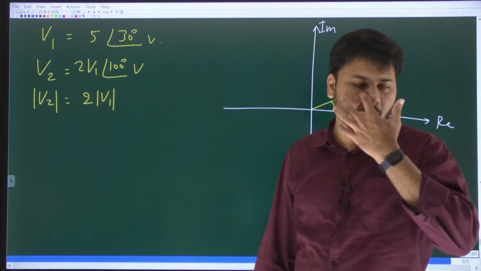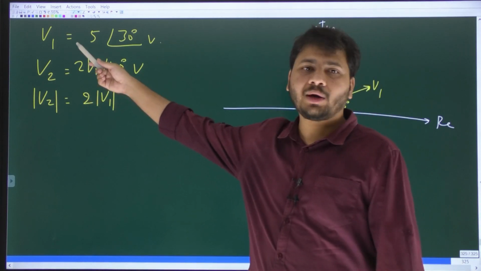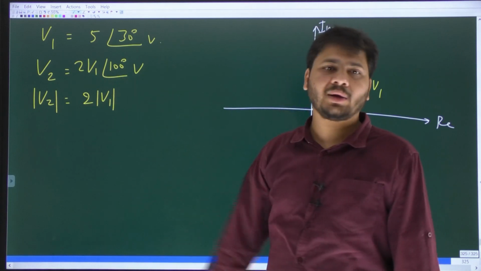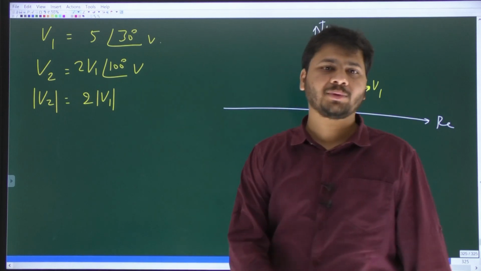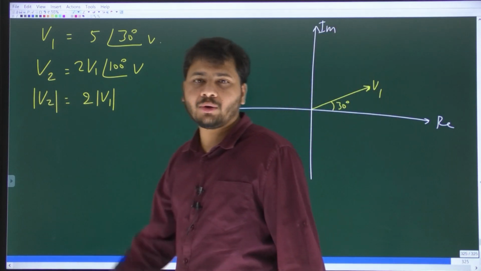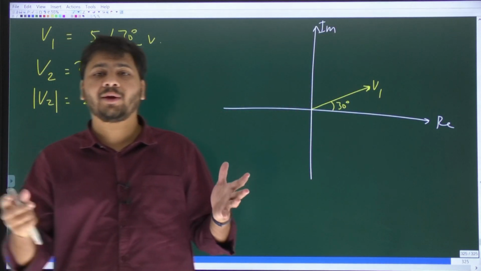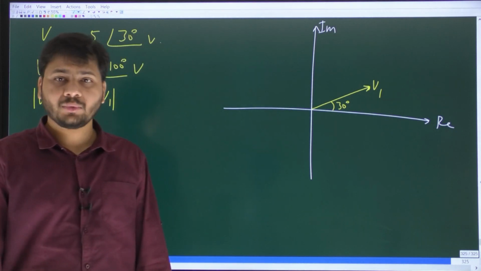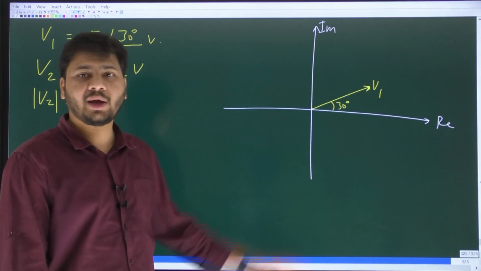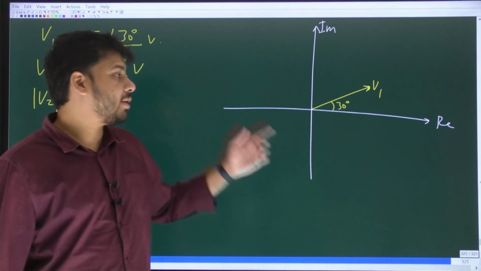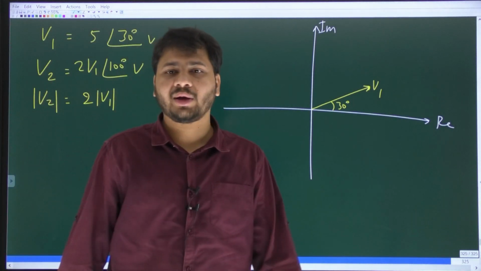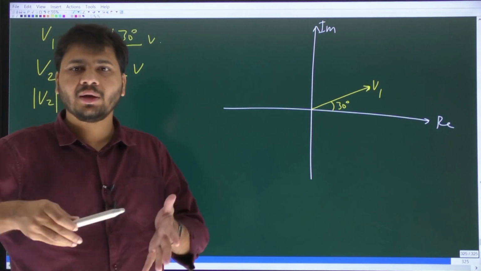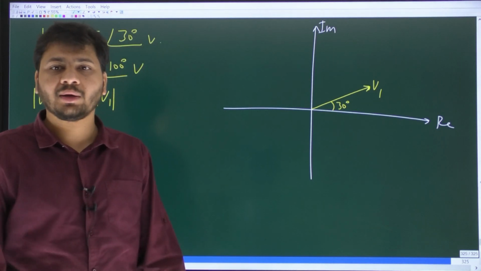So if V2 is some other phasor voltage, and it is related to V1 like this, 2V1 at an angle 100 degrees, then the magnitude of V2 is 2 times mod of V1. That means this V2 phasor will be 2 times longer than V1. Already V1 is 5 units long. So V2 would be 10 units long. So the phasor will become double in length.